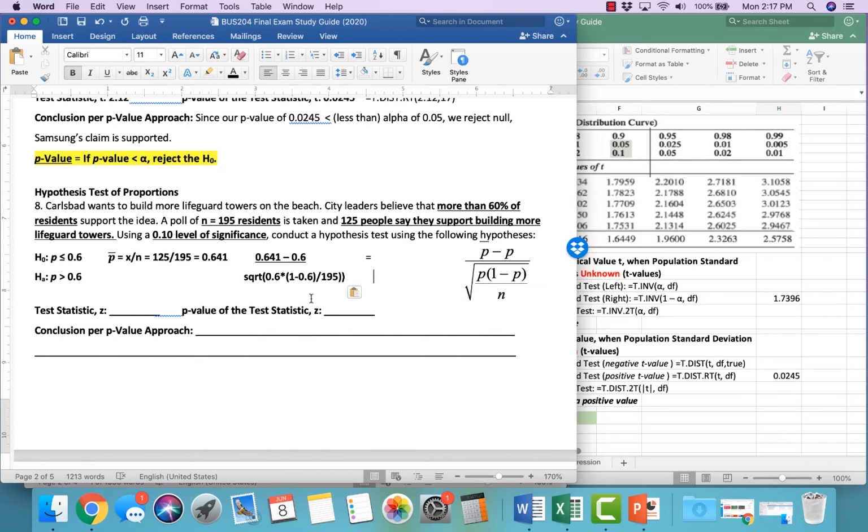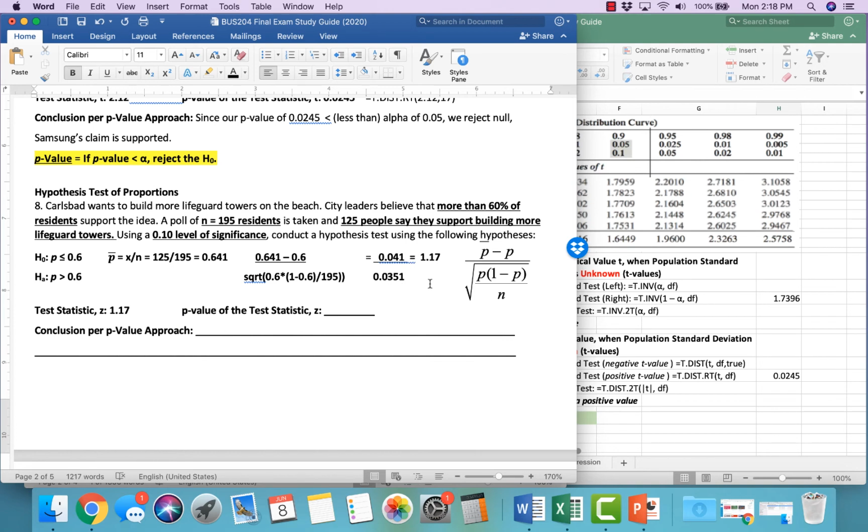Now you can solve the denominator portion using a calculator, of course, or if you want, you can use Excel. That's why I have the SQRT. It's an abbreviation for square root, and if you type in equals square root in Excel, it'll do all that for you. So subtracting the 2 at the top, I get 0.041, and then solving the denominator, I get 0.0351. That gives me 1.17 for my test statistic.